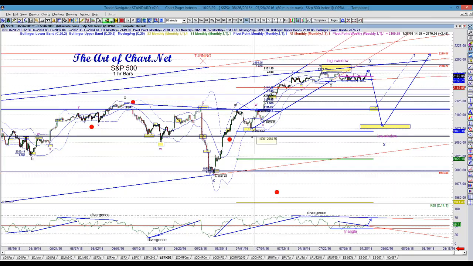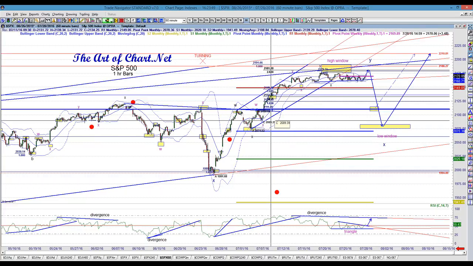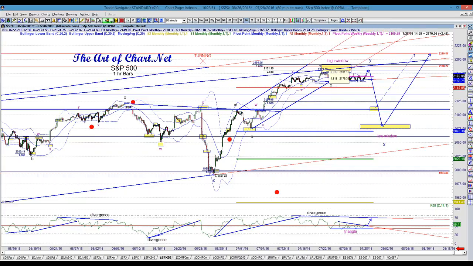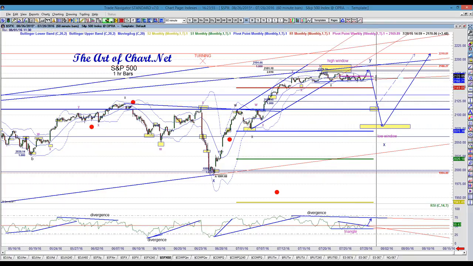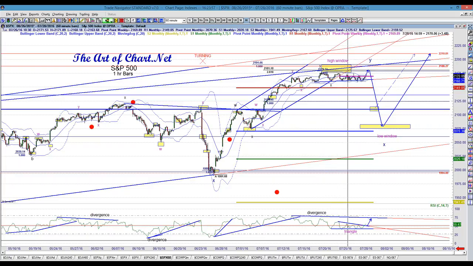So we have a WX. Here's a Y that either finished here or finished here, and I'm looking for the X and the Z. Now, did it finish here at this, is roughly 76s? Did it finish there? Maybe it did. It could have, okay? But what tells me that it did not is this structure, okay? This structure, let me just delete this. What tells me that we haven't finished to the upside is this structure. This is a triangle. You can see it pretty clearly here. I'll show it to you on the E-mini.